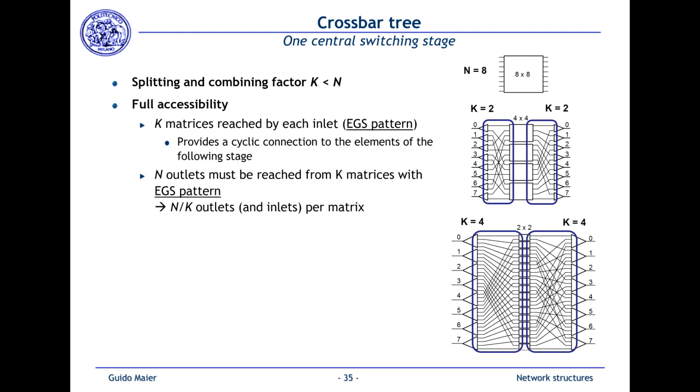Okay. If we have n divided by k outlets of each matrix in the central stage, the pool of matrices that is connected to a specific inlet is connected to all the outlets. For example, here we will have when n is equal to 8 and k is equal to 4, we need 4 by 4 matrices in the central stage. When n is equal to 8 and k is 2, we need 2 by 2 matrices in the central stage.